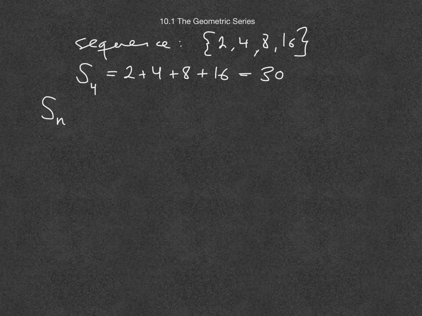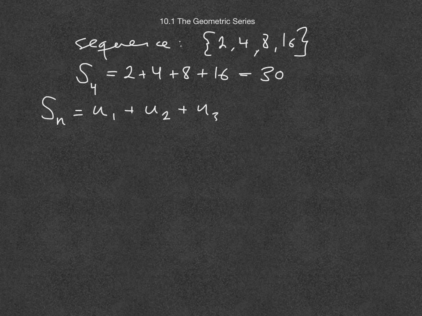I mean, when you sum up a geometric sequence, you get a geometric series. And if we wanted to do that, we would have to add together the first term plus the second term plus the third term plus the fourth term, all the way up to the nth term.